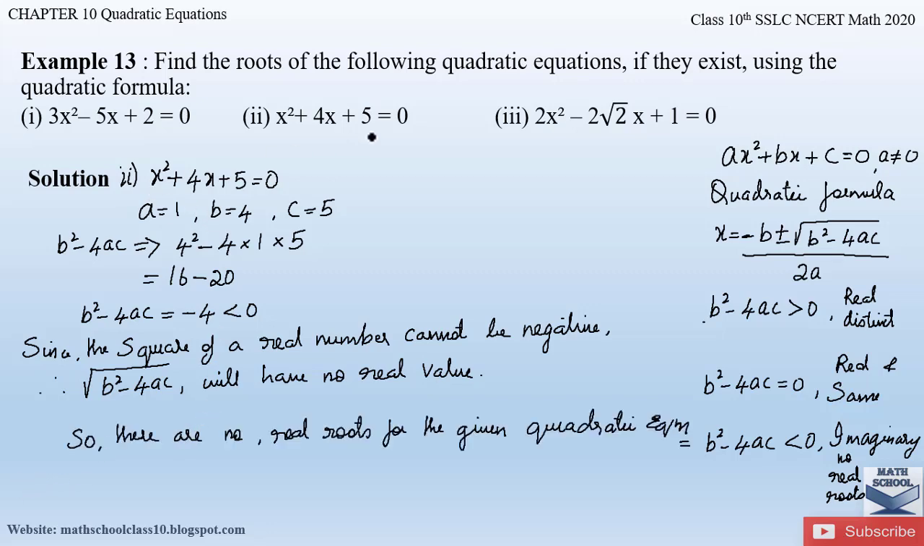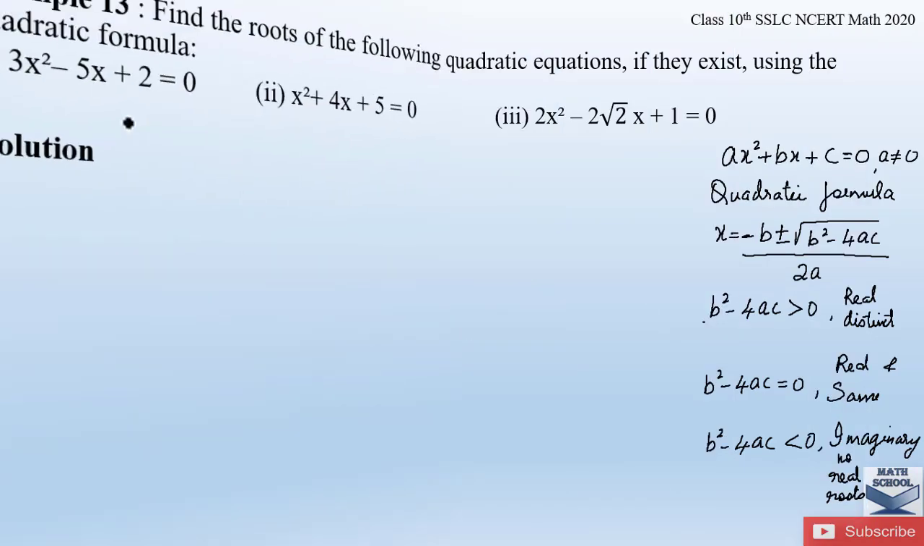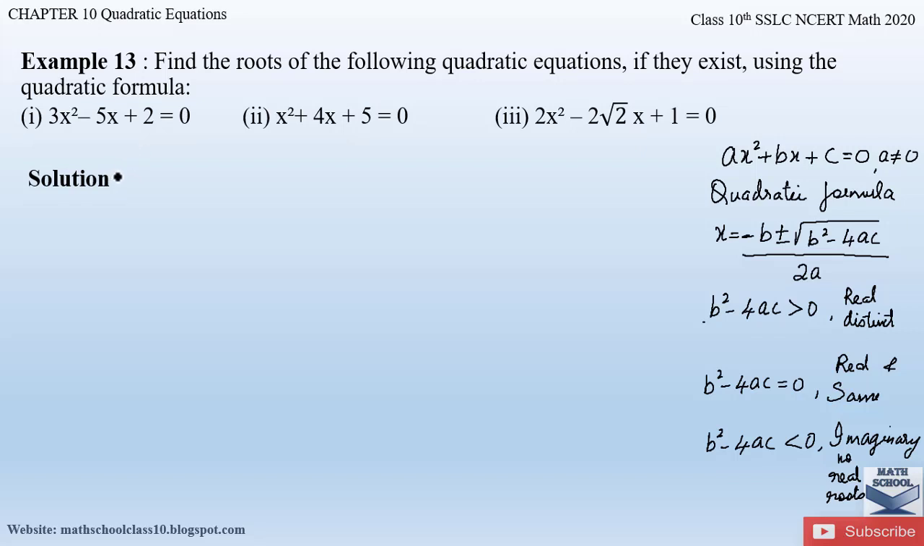Now moving to the third part of example number 13. Coming to the third part of the question, which is 2x square minus 2 root 2x plus 1 is equal to 0. Again, comparing with the standard form of the quadratic equation, you can find the a, b and c values. The coefficient of x square is a, that is 2, the coefficient of x is b, that is minus 2 root 2, and the constant c is equal to 1.